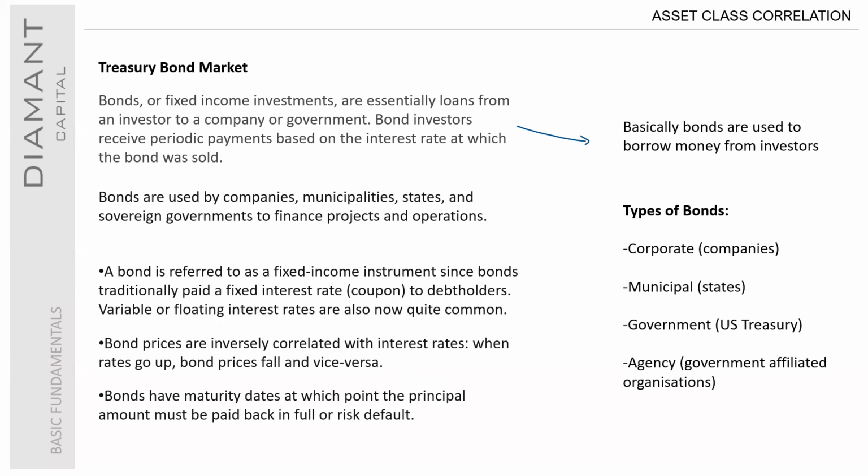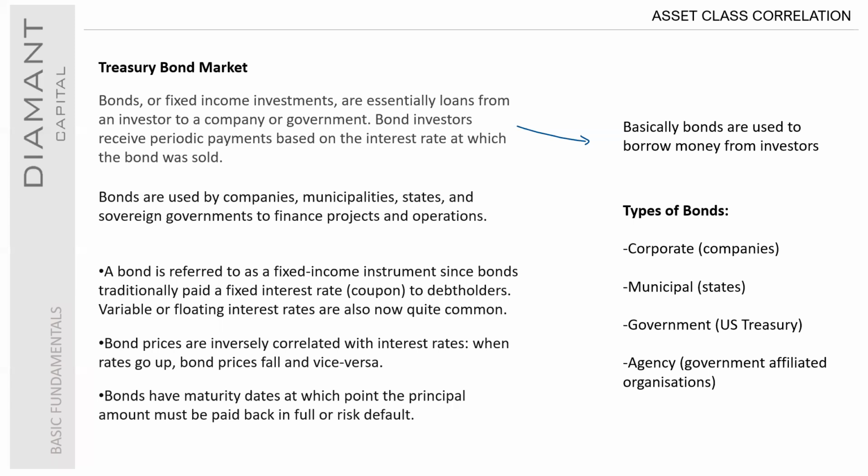So the first type that I have to explain, because I'm pretty sure most people are not too familiar with the bond market, is just understanding how influential this actually is on interest rates and what the Feds really look at. So bonds or fixed income investments are essentially loans from an investor to a company or the government. Bond investors receive periodic payments based on the interest rate at which the bond was sold. So basically, bonds are used to borrow money from investors.